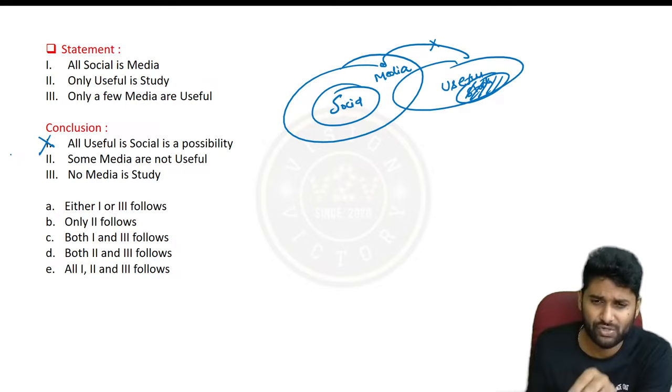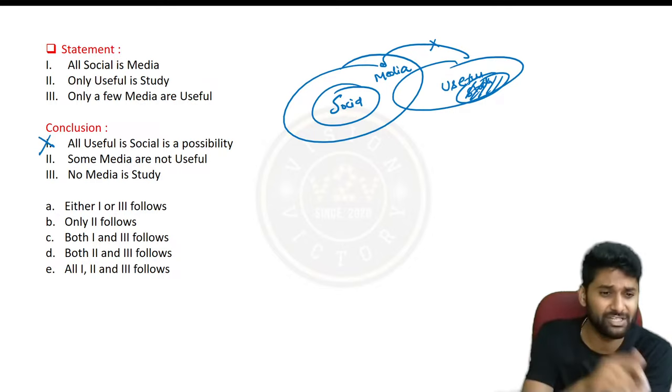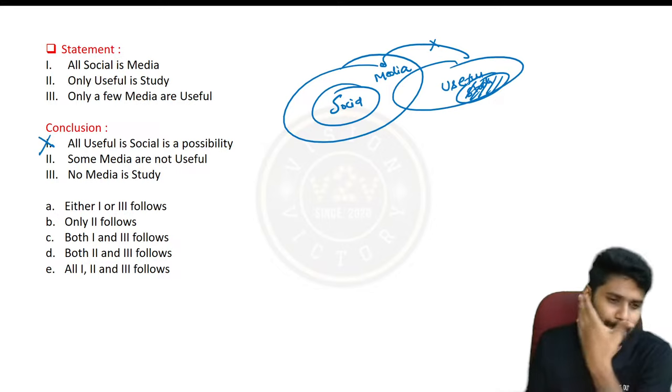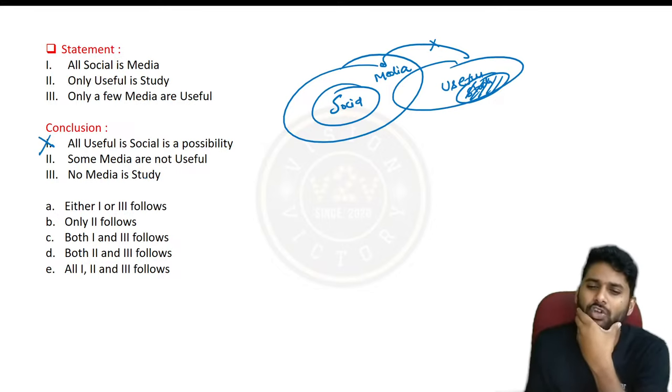Reason, if you take entire useful, you will get the study. If study is there, you cannot place it with any other parameter. If you take useful, definitely you have to replace study with the social. So you cannot assume that kind of relation. It's invalid.